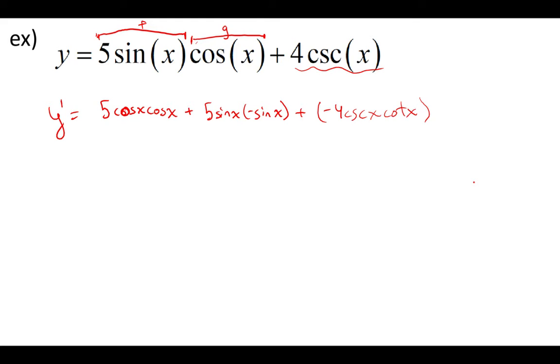All right, now this one we can't just leave like this. When you see cosine x times cosine x, well, we can actually write that as cosine squared x. So we're going to write this as 5 cosine times cosine is cosine squared x. Again, we write the cosine between the s and the x there. And then we also have a sine times a sine with a negative out front there. So this becomes minus 5 sine squared x.